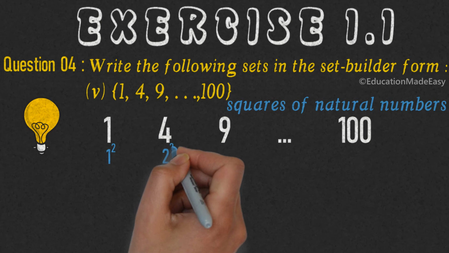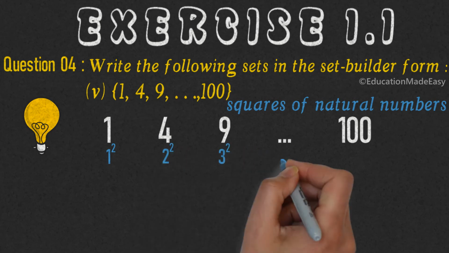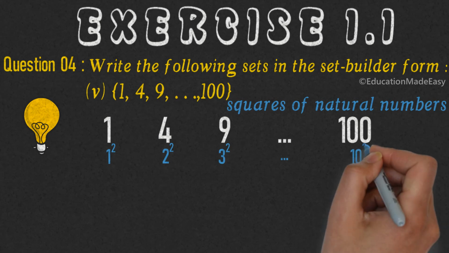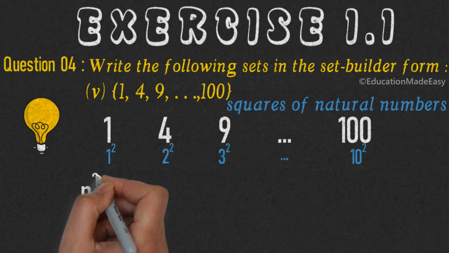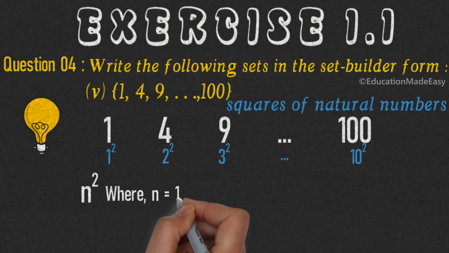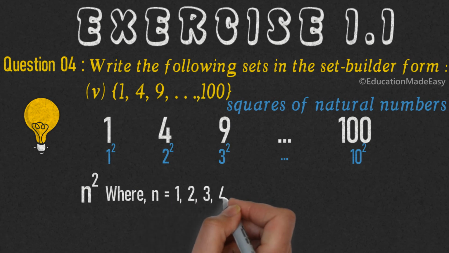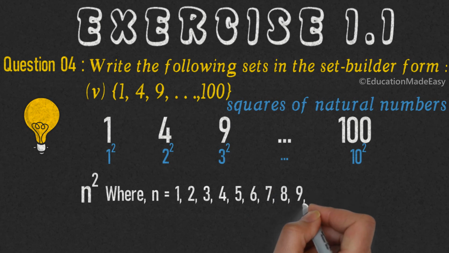Square of 2 is 4. Square of 3 is 9. Etc. Square of 10 is 100. That is, we can represent the elements of the given set using the general formula n square, where n is equal to 1, 2, 3, 4, 5, 6, 7, 8, 9, and 10.